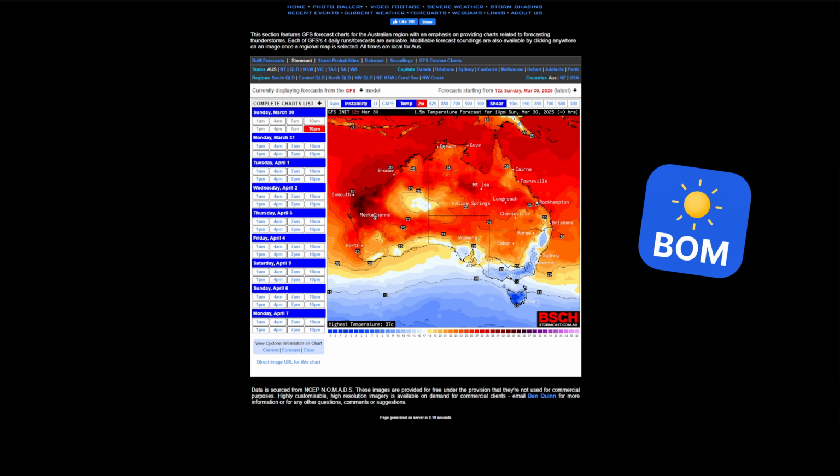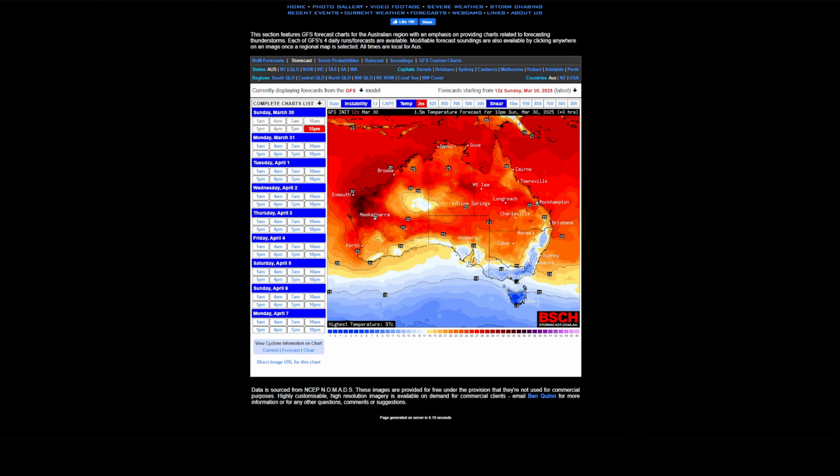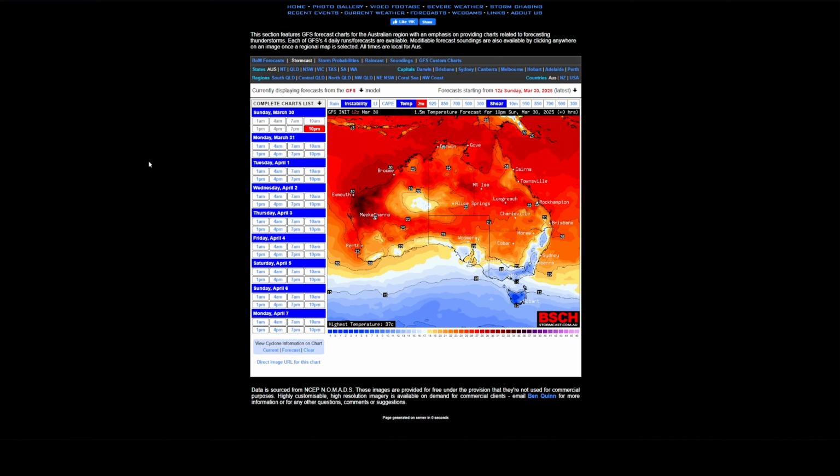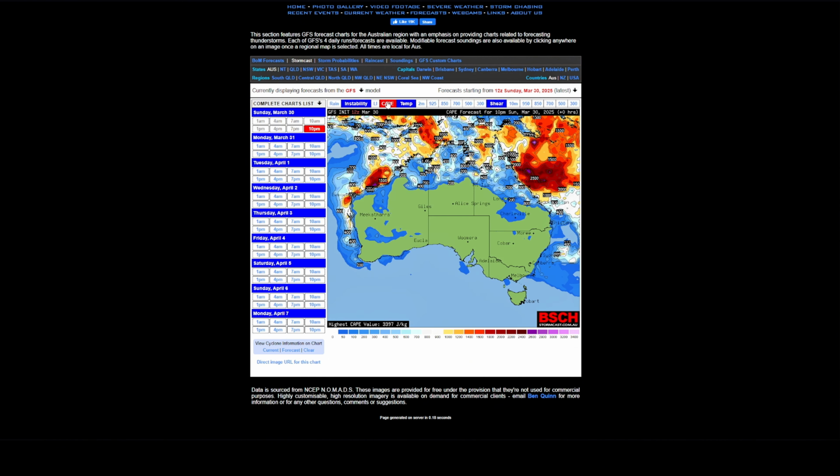Starting with Australia. In Australia, we use Bureau of Meteorology data, but for high detail forecasting, I rely on BSCH software. First, to start a forecast, we look at surface observations: temperature, dew point, and pressure. The BSCH software makes it really easy to analyze these. After that, we check upper air soundings to analyze instability. CAPE and SYN are the main factors that I tend to look at.